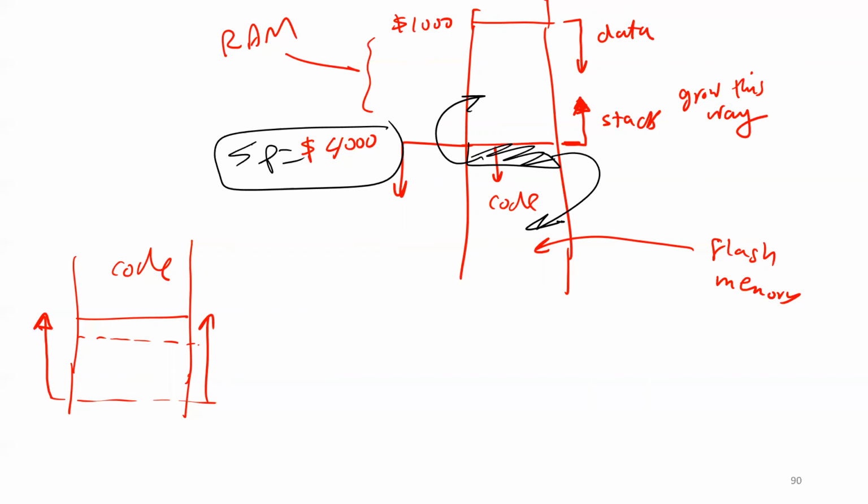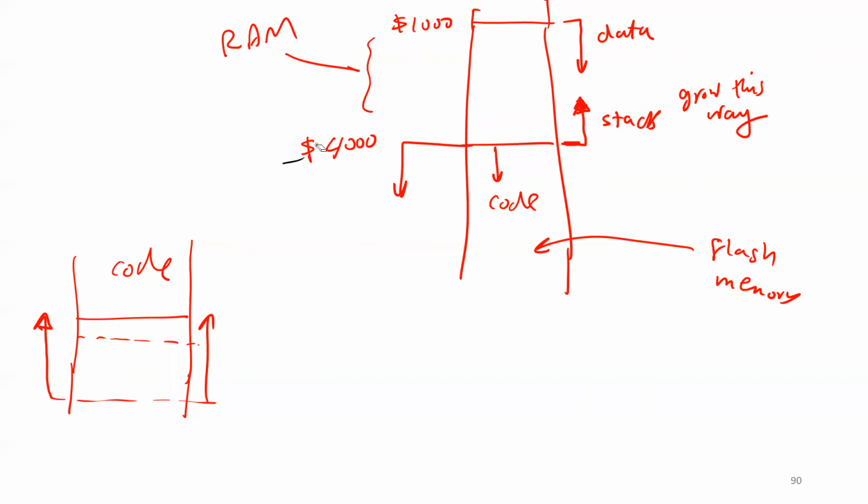Is that okay? The answer is, when I say the stack pointer starts from 4,000, when I initialize the stack pointer to 4,000, this is actually not the beginning of the stack, by the way. Why? Because as I told you, if the stack pointer is here and you want to write, you actually increment and then you write.